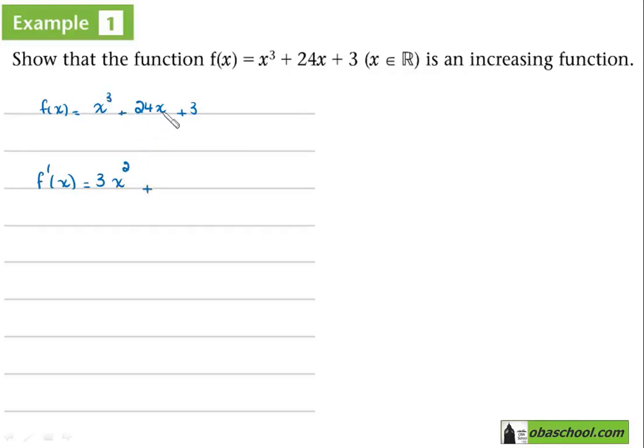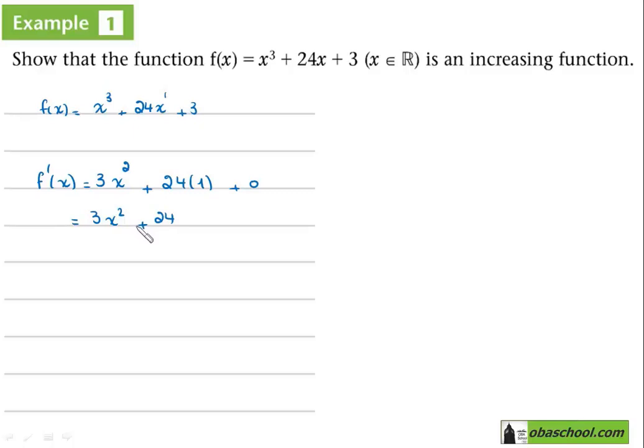Plus 24x. Here the x has power 1. The differentiation for x is 1, so 24 times 1. Plus 3 is a constant. There is no x, thus the differentiation with respect to x is 0. Okay, f prime of x is 3x squared plus 24. In this way, we calculated the gradient of f.